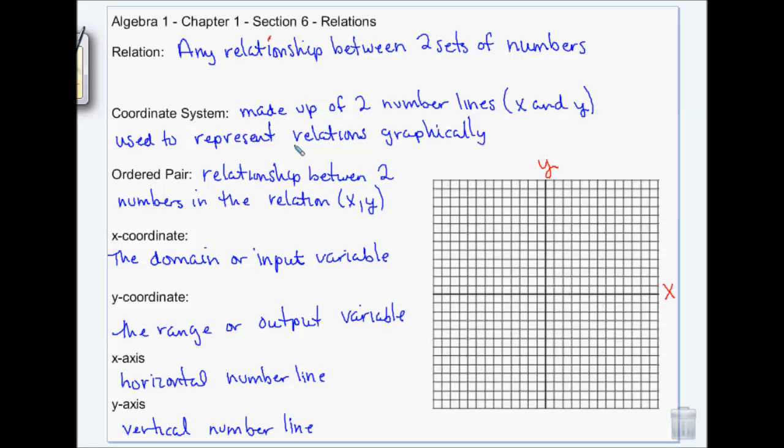A coordinate system is made up of two number lines, one for x and one for y, and they are used to represent relations graphically, either by a bunch of ordered pairs that have been plotted, or a line or picture graph.